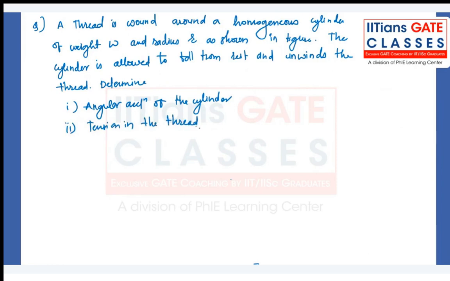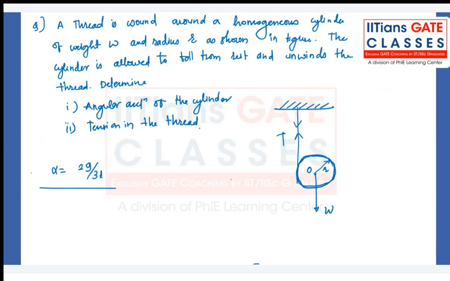Solve this question. Let me draw the diagram. Like this: W, O, and this is the R, tension. The thread is wound around the homogeneous cylinder of the weight W and radius R as shown in this figure. The cylinder is allowed to fall from the rest and unwinds the thread. So you can imagine like the thread is getting unwound. What they are asking here is to calculate the angular acceleration of the cylinder, alpha. The answer for this is 2g by 3R. And second one is the tension in the thread. For that, you should get W by 3.